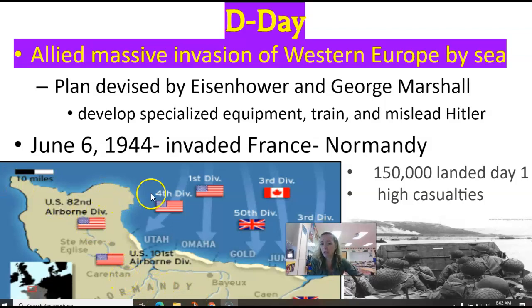On June 6, 1944, we are going to invade the beaches of Normandy. Probably your image that you posted for D-Day looks like a beach because they landed on the beaches. When they land on the beaches, guys, they suffer really, really high casualty rates because of machine gun posts, landmines, barricades, right? The beach is heavily, heavily fortified. In the first day, we land 150,000 troops, but again, they have exceptionally high casualties.